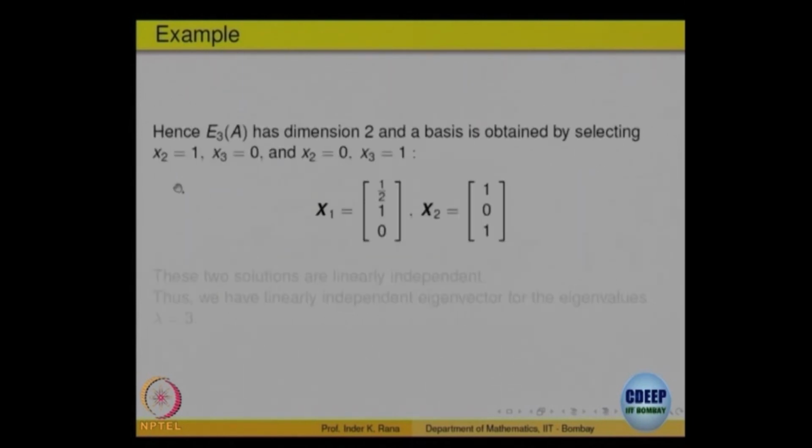So you give first x2 equal to 1, x3 equal to 0, and second choice x2 equal to 0 and x3 equal to 1. Once you do that, you will get x1. You get 2 eigenvectors for the same eigenvalue lambda equal to 3, and they will automatically be linearly independent. You can just check anyway, but it is not an issue, because we have already done these kinds of things. So we have got 2 linearly independent eigenvectors for the same eigenvalue. For lambda equal to 6, we are going to get one eigenvector. So we have 3 linearly independent eigenvectors, and the matrix will be diagonalizable.